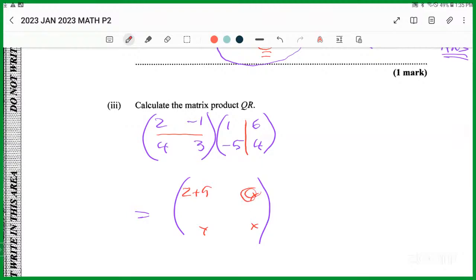Now this value out here is positioned in the first row, second column. So to get it, multiply this first row by this second column, same thing. First element times first element, second element times second element. 2 times 6 minus 1 times 4. 2 times 6 is 12. Minus 1 times 4 is negative 4.